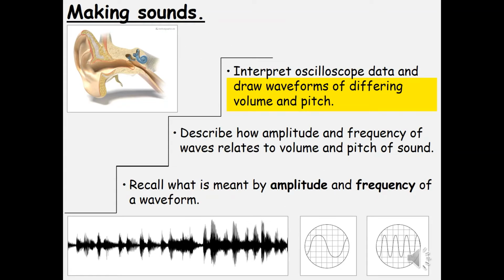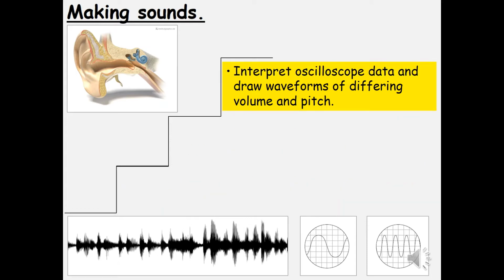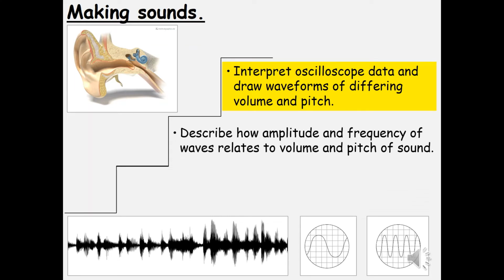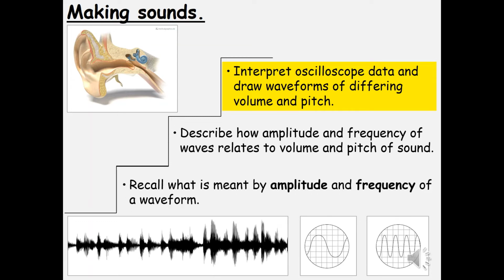Now, having gone through drawing waveforms and looking at volume and pitch and amplitude and frequency, interpreting oscilloscope data and drawing waveforms of different volume and pitch is one key thing that we have been trying to do. And of course, describing how amplitude and frequency of a wave relate to the volume and pitch of sound is a key thing as well. We have also recalled what is meant by amplitude and the frequency of a waveform. So let us give ourselves some practice.